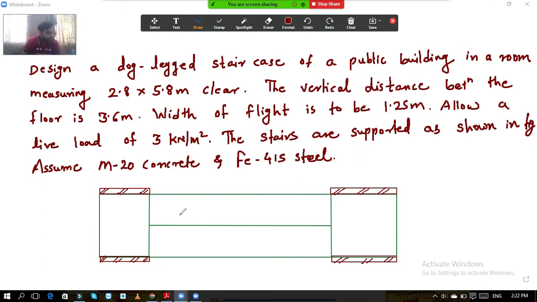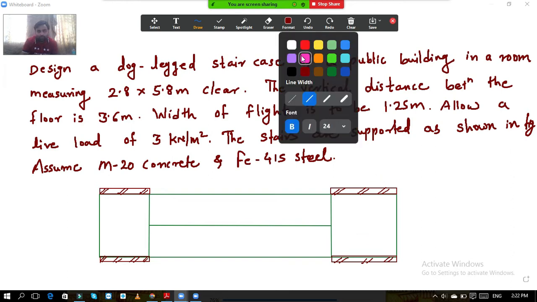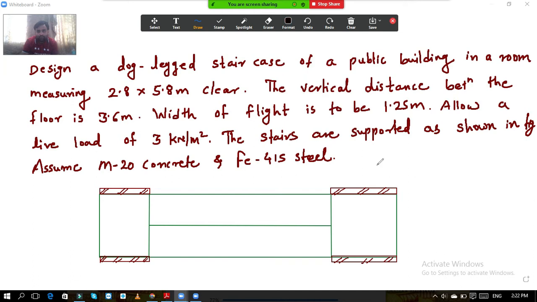Again, we will calculate how much is this going length and what the width is remaining for the landing. Now these are the supports. This is a wall, which is having a thickness of 230 mm. This type of support is given over here. So step by step we will develop this diagram.